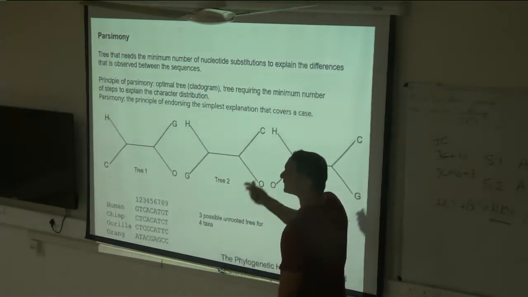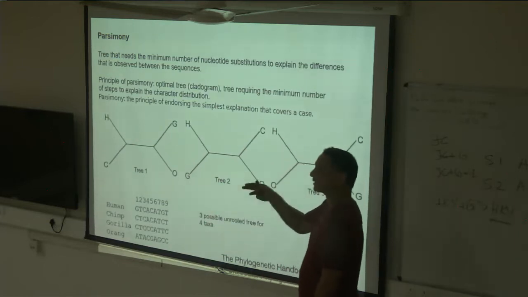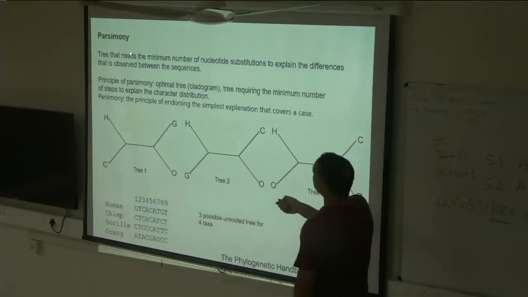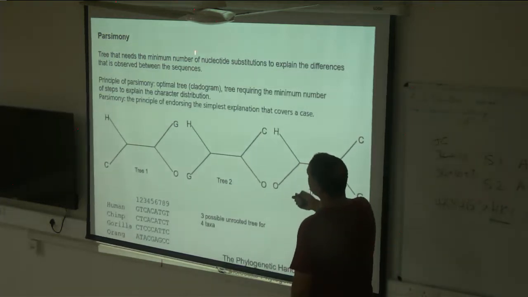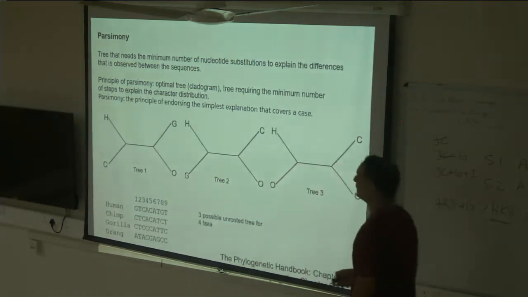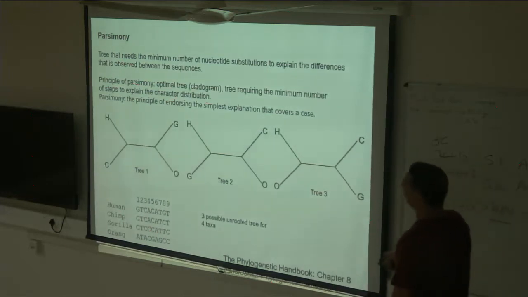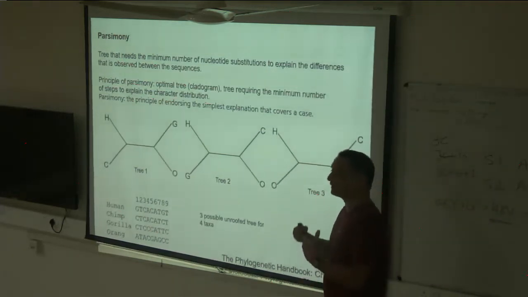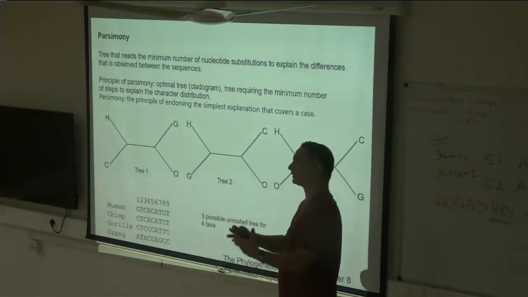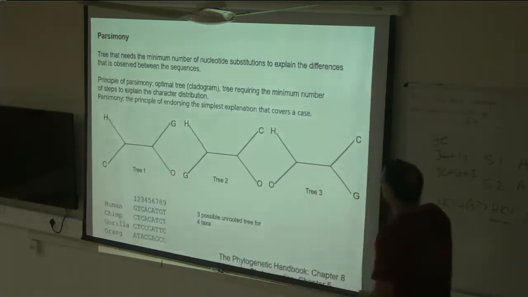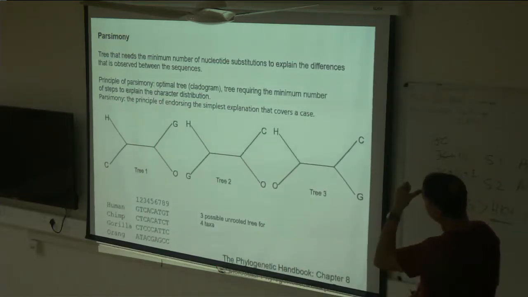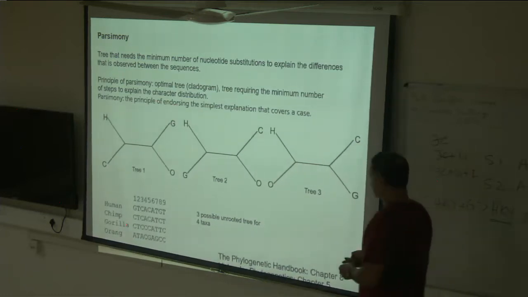and basically parsimony is the same idea as in cladistics. Cladistics also uses parsimony to come up with the best tree. So parsimony is basically a tree that needs the minimum number of nucleotide substitutions or changes to explain the differences that we observe between the sequences. Here we are using the principle of parsimony, and we want an optimal tree or an optimal cladogram, which basically is a tree or a cladogram that needs the minimum number of changes. Parsimony is the principle of endorsing the simplest explanation that covers the case.